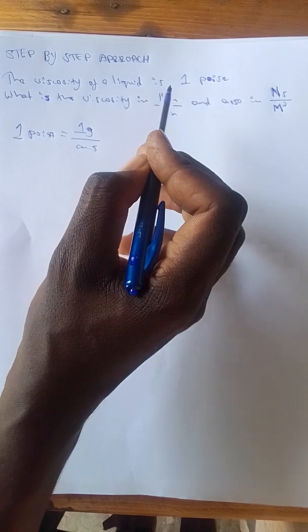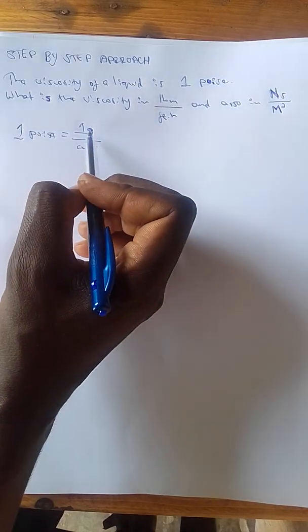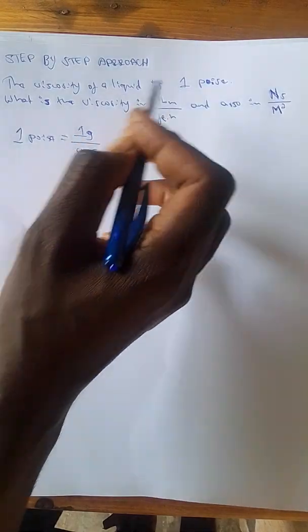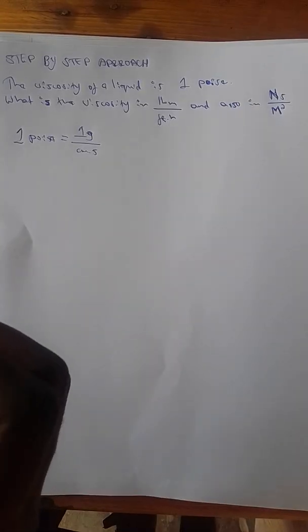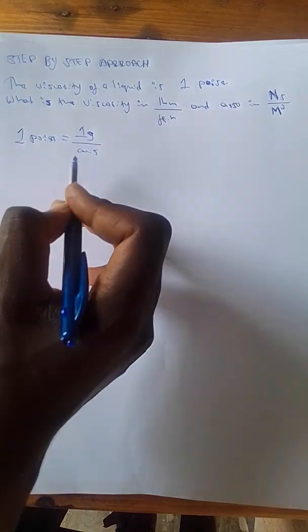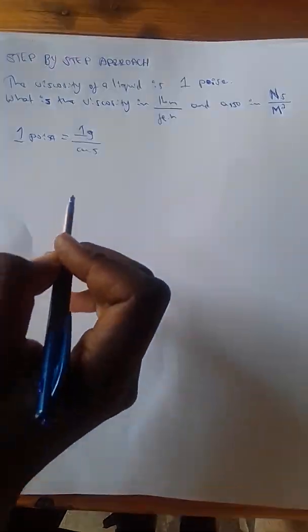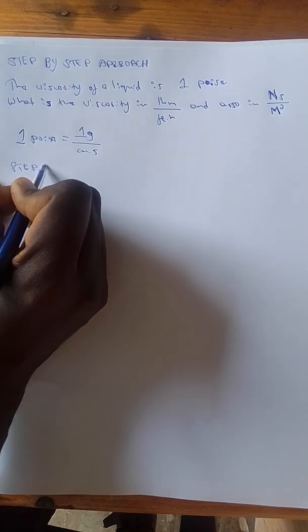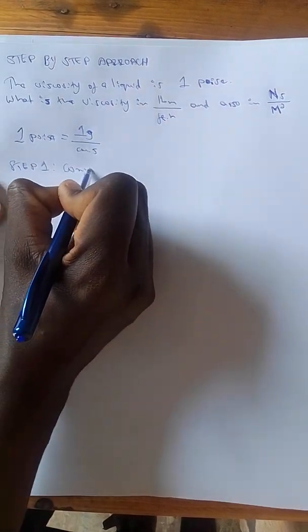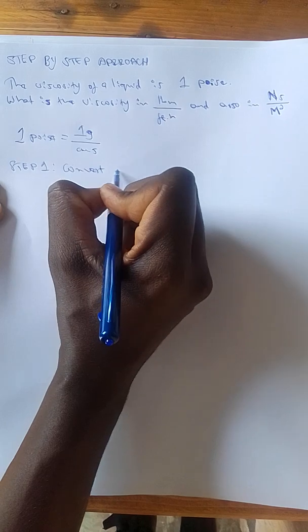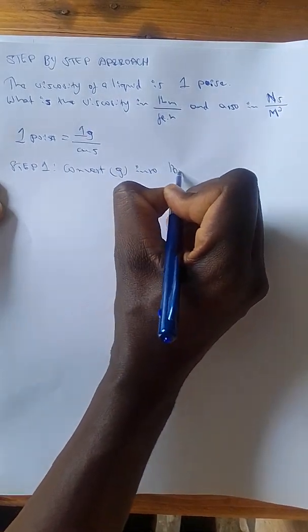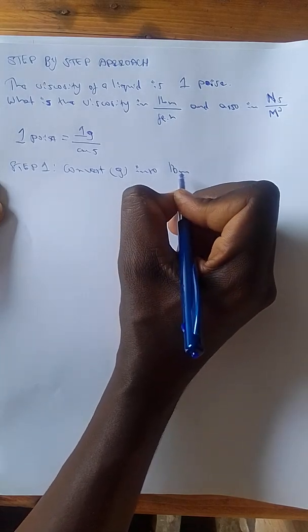Looking at the very first one, we can see that it's mass and mass, length and length, and time and time. So this one is much easier because you can convert grams to pound mass, then convert centimeters to feet, and then convert seconds to hours. So we'll do the first step. Step 1: convert grams into pound mass.